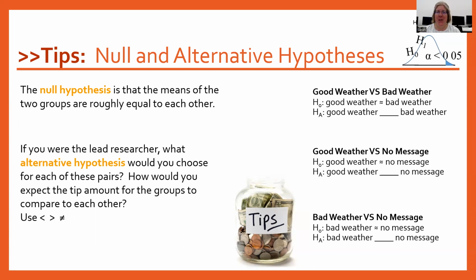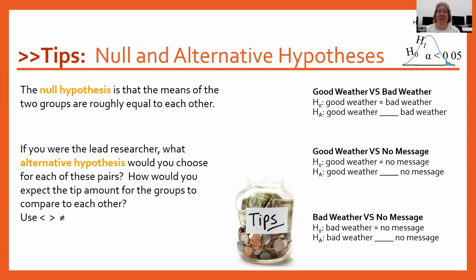The reason we're using the 2-sample t-test is that each of these groups is completely separate and independent from each other. We have one group of people who got the good weather message. We have totally different people who got the bad weather message. And then we have still even more different people who got the no message. So there's no overlap between these groups.